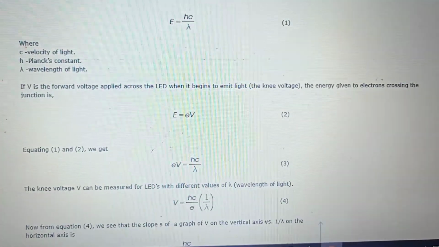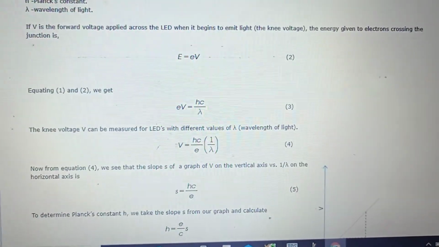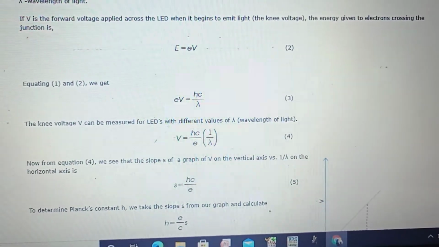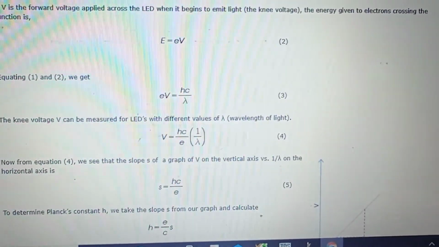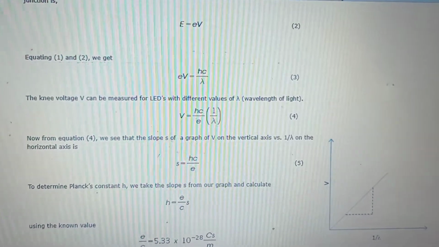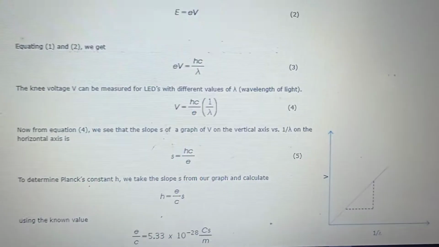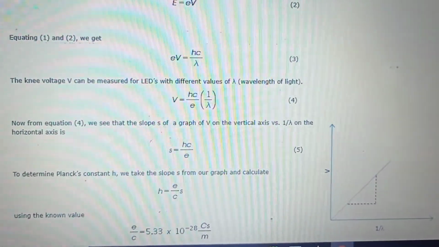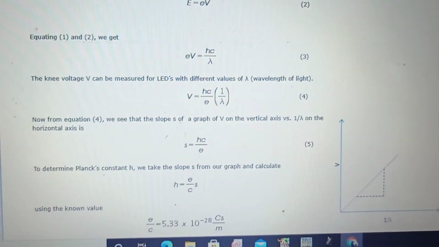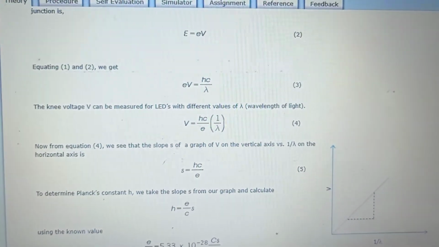By this equation, we can get the value of h, which will be equal to e by c into slope. Slope is obtained when we plot the voltage versus 1 by lambda. So now we will go to the simulation part.